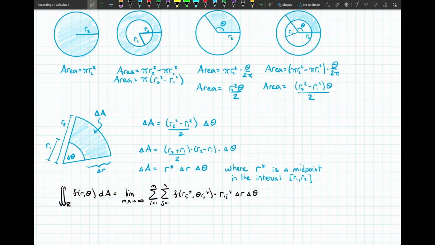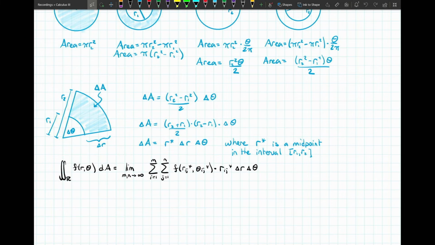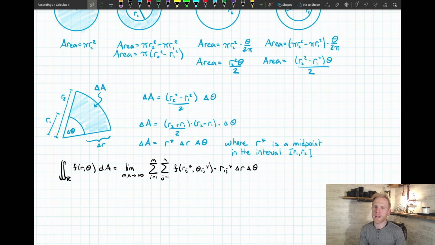We can see that we have the limit as m and n go to infinity. We have the double sum from i equals 1 to m and j equals 1 to n. f evaluated at some point in each polar rectangle, rij star, theta ij star, multiplied by rij star, again, delta r, delta theta. We are specifically forcing rij star to be halfway between the inner and outer radiuses in each of these sub-polar rectangles.